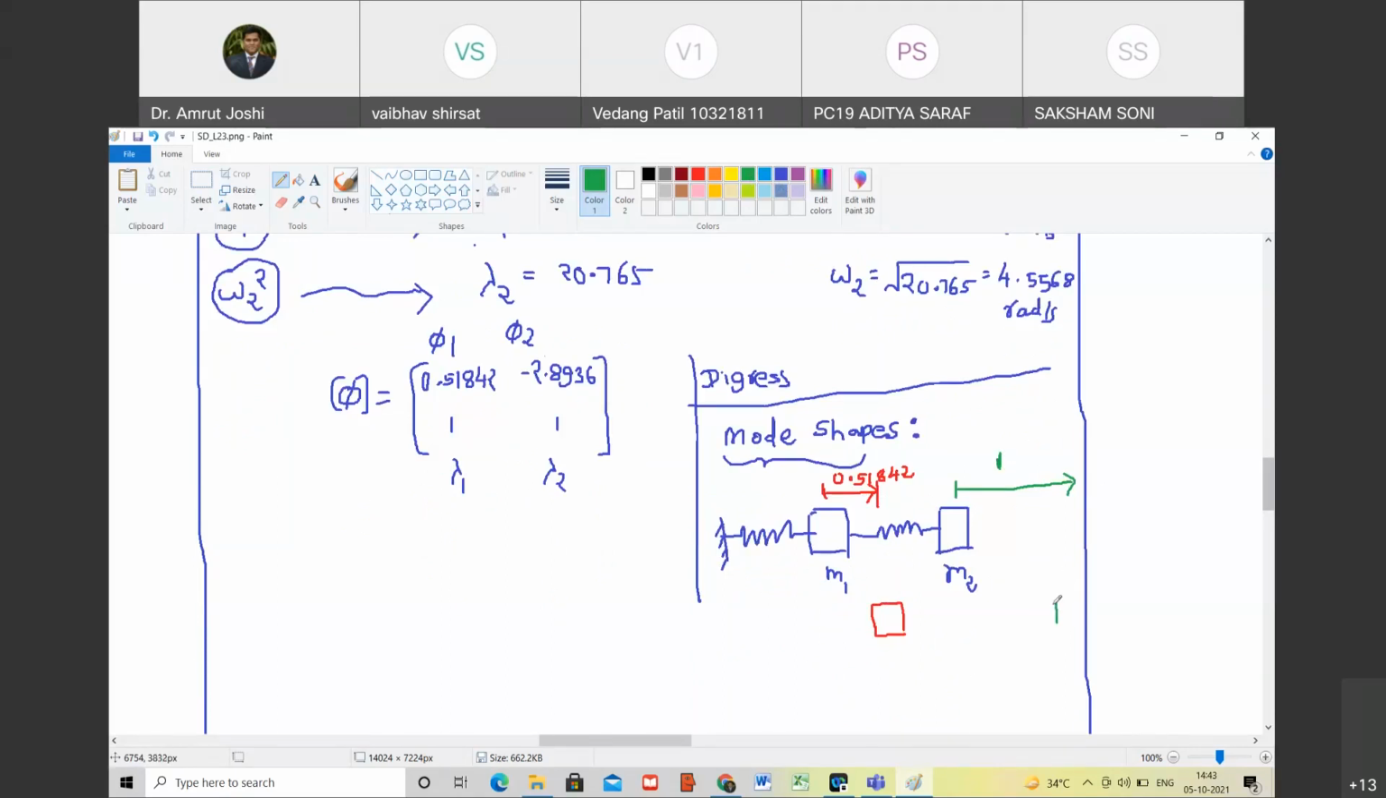So how does the first mode shape look? The first mode shape looks like this. The first spring is stretched. The second spring is also stretched. This is the first mode shape. Happy?